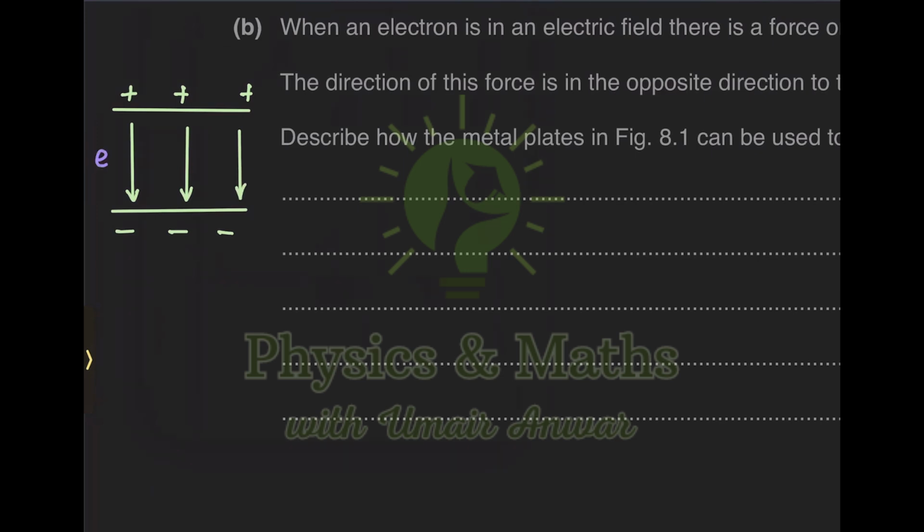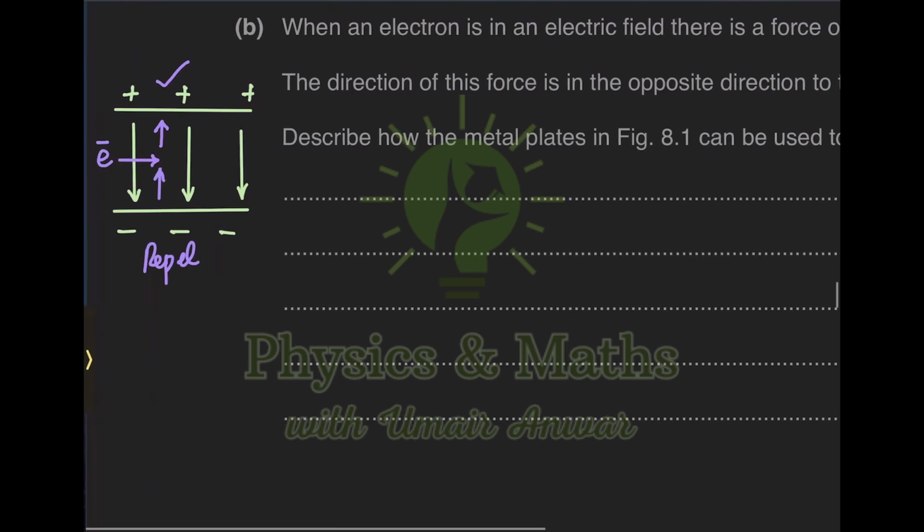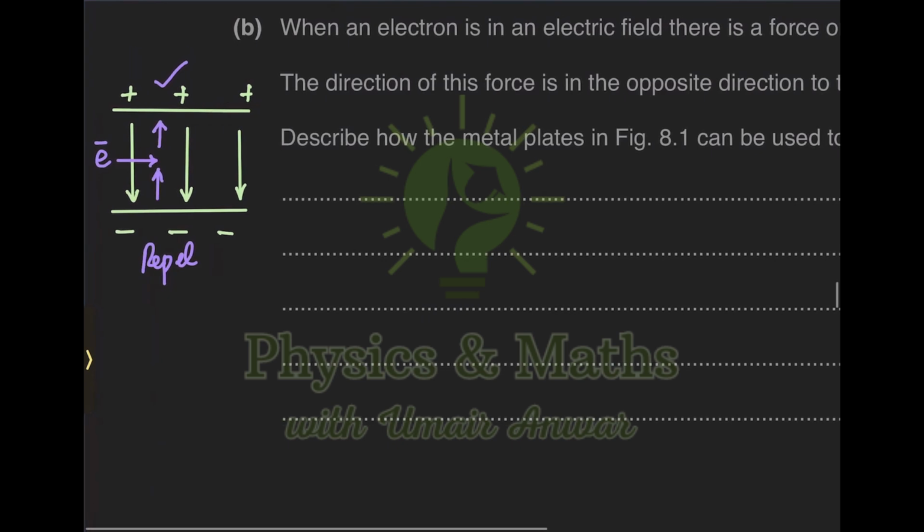Now when an electron enters this field, what happens? It is attracted by the positive terminal. So it experiences a force upwards because of this attraction, and it is repelled by this negative plate. So that again exerts a force in upward direction. So the direction of force being experienced by the electron is upward, while the electric field's lines are directed downwards. So they are in opposite direction.